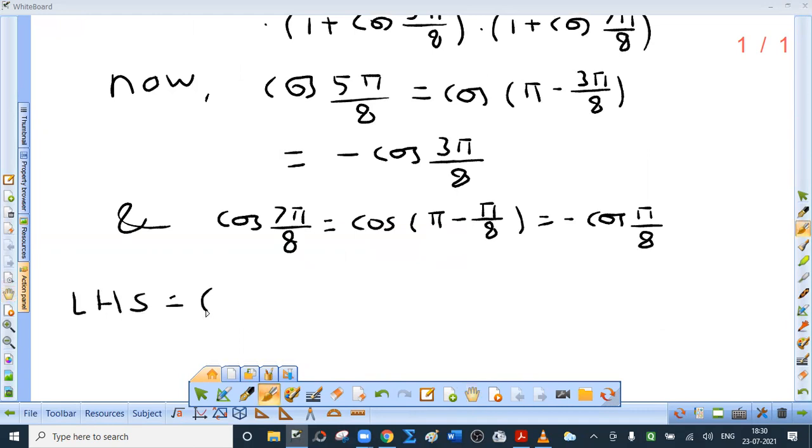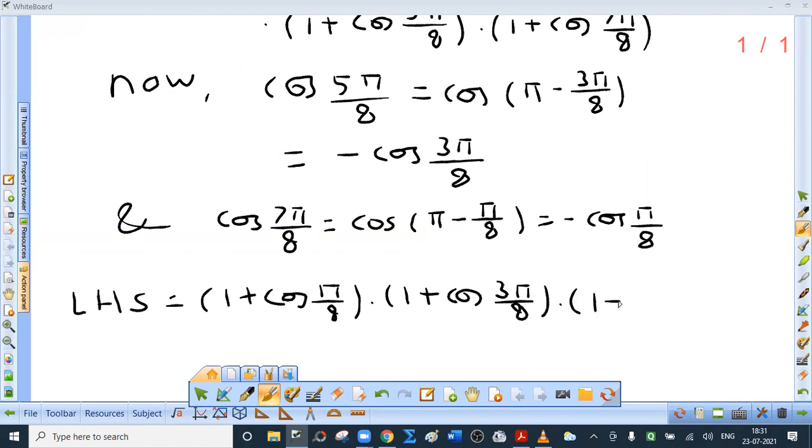It will be (1 plus cos pi by 8) into (1 plus cos 3 pi upon 8) into (1 minus cos 3 pi upon 8) into (1 minus cos pi upon 8).